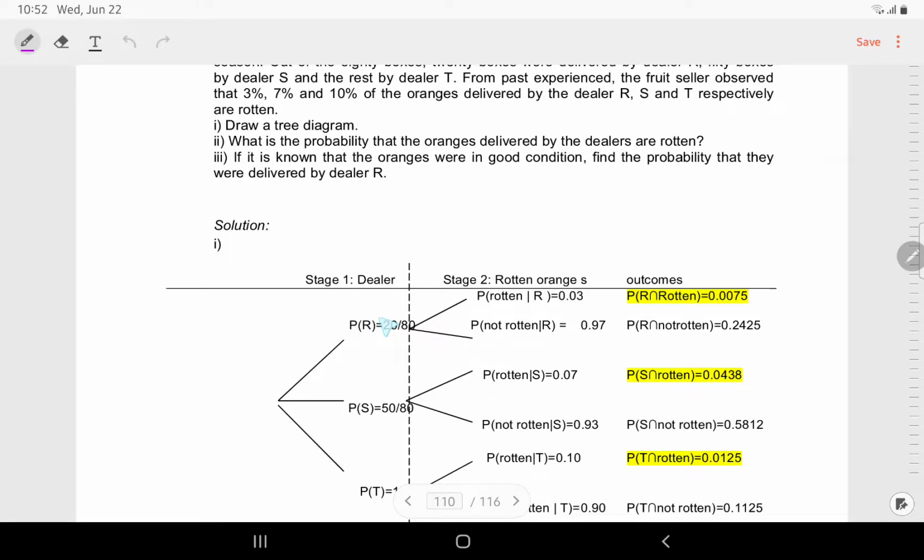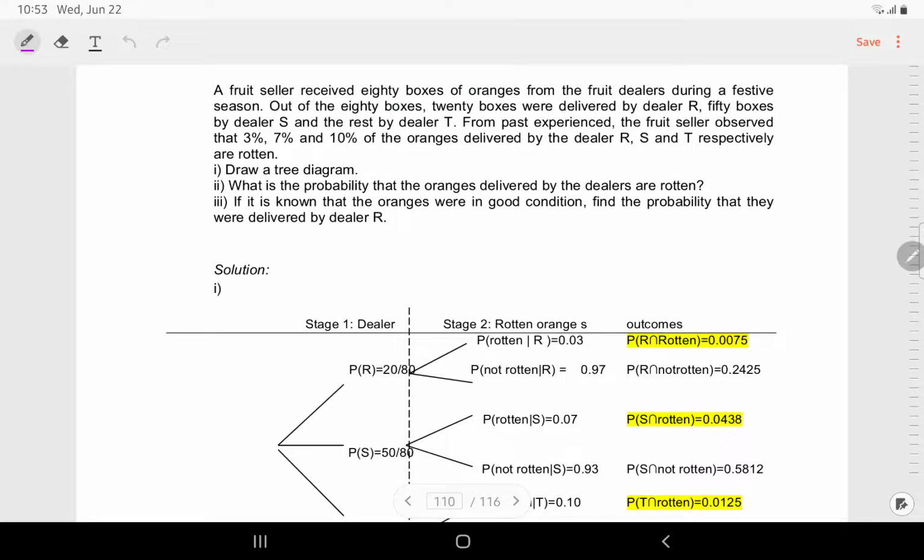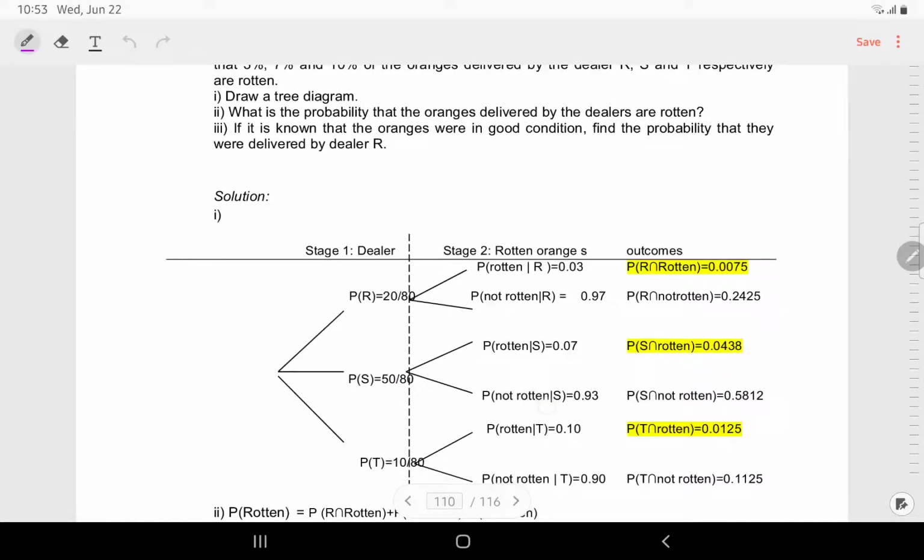For P(R), 20 over 80. Ni 20 boxes were delivered by dealer R out of 80. So 20 per 80, ataupun you all boleh terus buat 1/4, kecilkan pecahan tu, ataupun 0.25. And then from dealer S, P(S) 50 over 80, and so for P(T) 10 over 80.